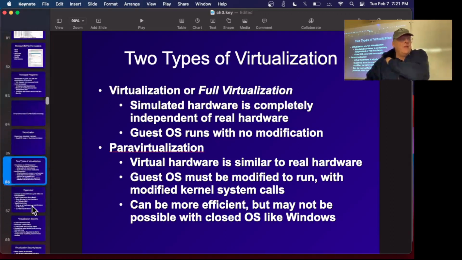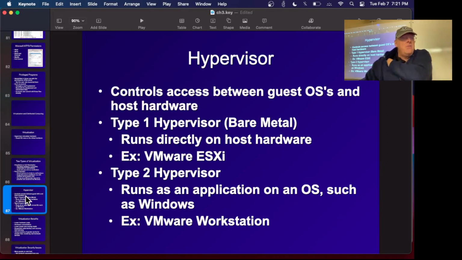All right, and so the hypervisor is the software that controls the connection between the guest operating system and the host hardware.